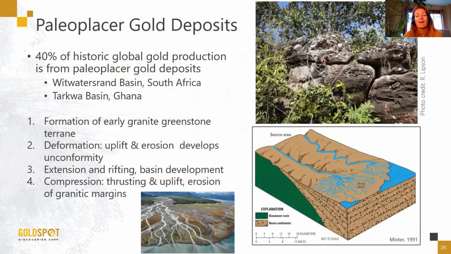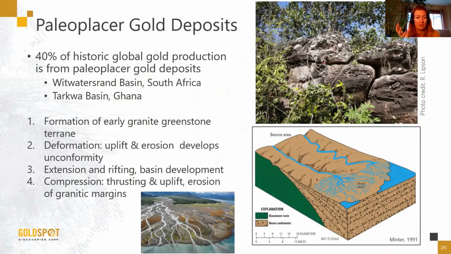So we care about paleoplacer gold deposits because they're a really good place to find gold. 40% of the historical global gold production is from paleoplacer gold deposits like the Witwatersrand Basin in South Africa and the Tarkwa Basin in Ghana. Generally, they're formed by these processes in sequence.